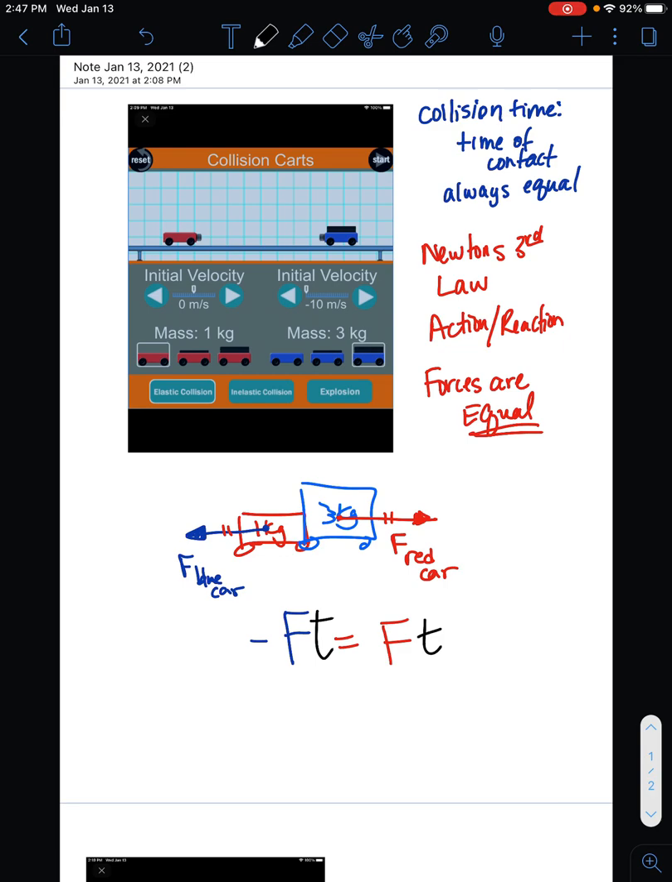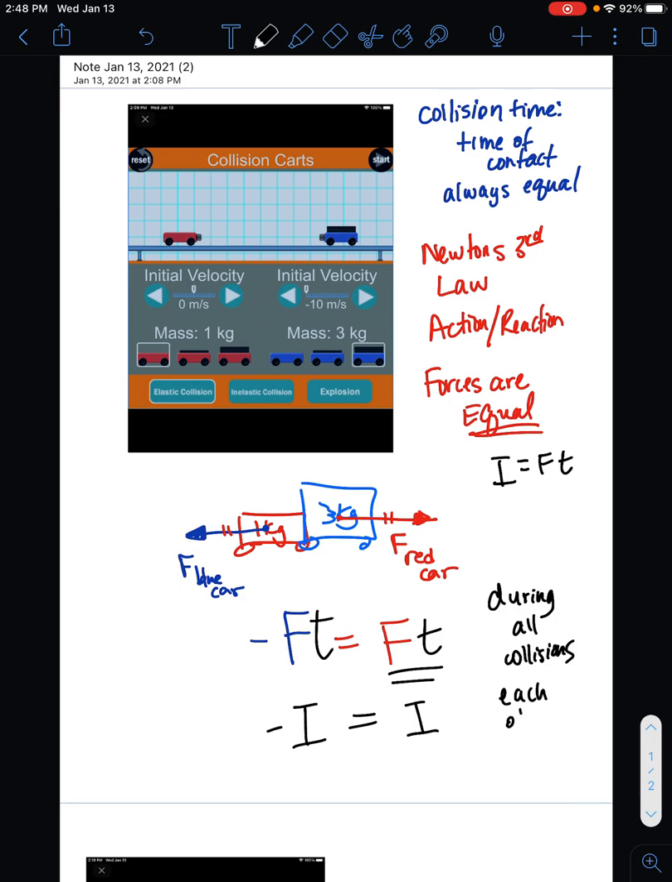And we know that force times time is actually equal to an impulse. So impulse is found by taking your force times your time. It turns out that the impulse that the blue car receives is equal in size but opposite in direction to the impulse that the red car receives. Doesn't matter the size, it doesn't matter the speed. During all collisions, each object always receives equal impulses.